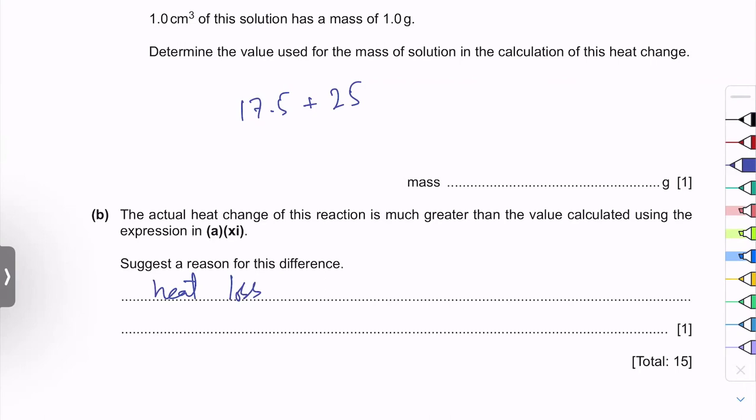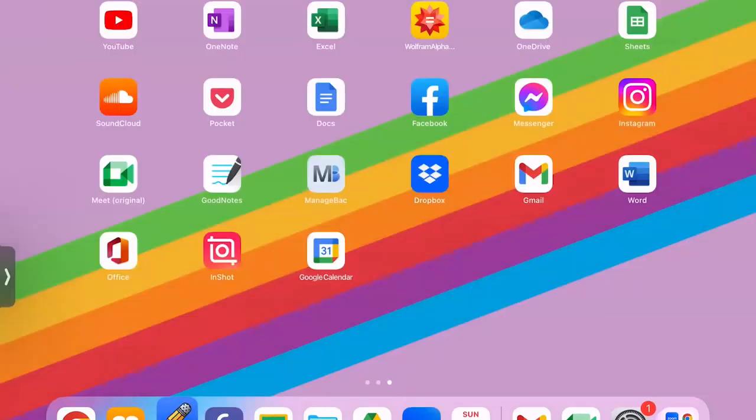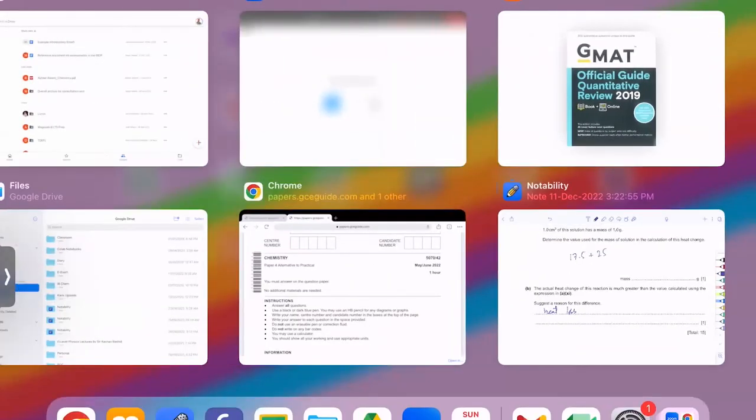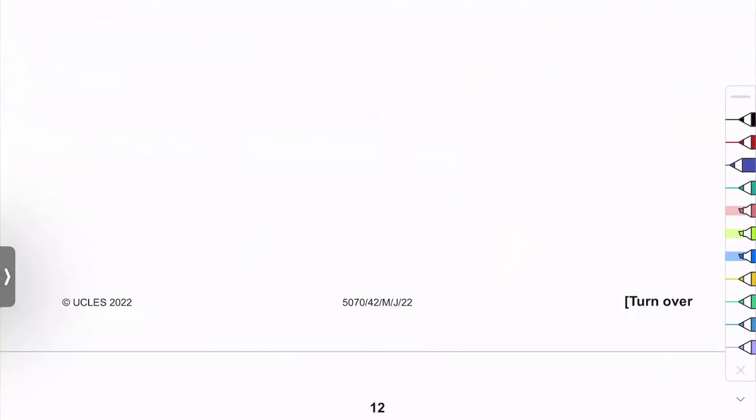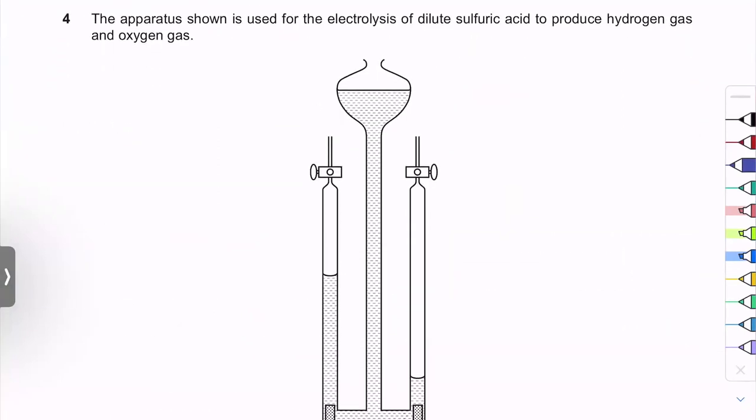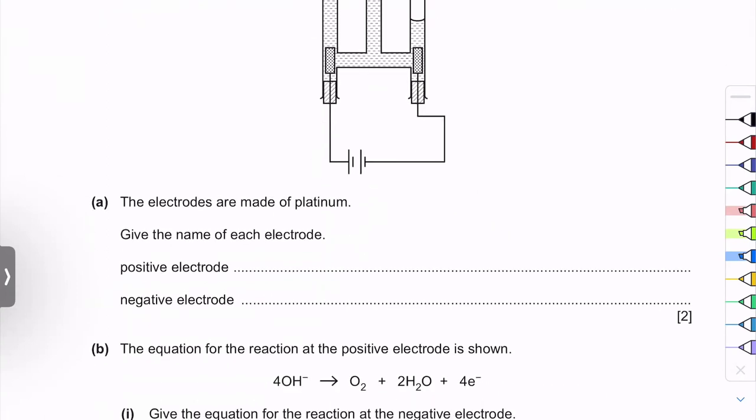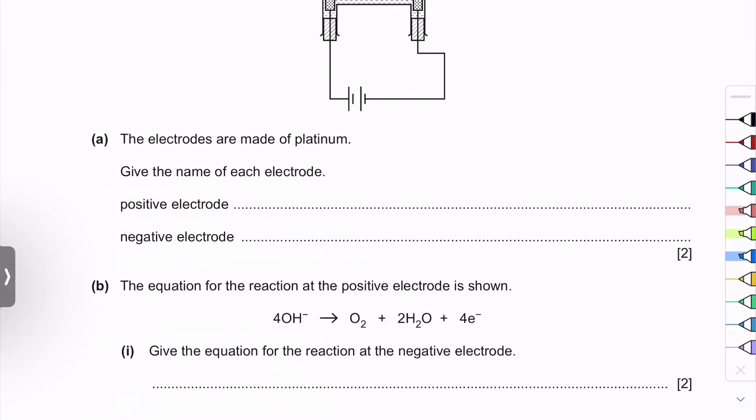Okay, let's move on. Sorry. The apparatus shown is used for electrolysis of dilute sulfuric acid. Interesting. Do you see that two gases are being made? And do you see the ratio of the gases? So clearly, hydrogen gas or oxygen gas has come. This got reversed, because H2O is breaking down.